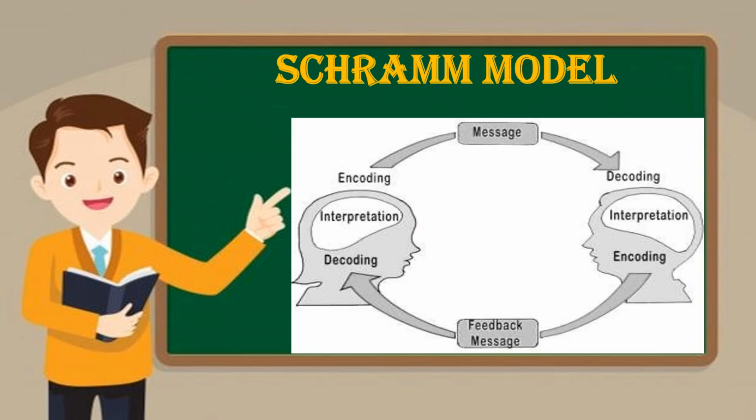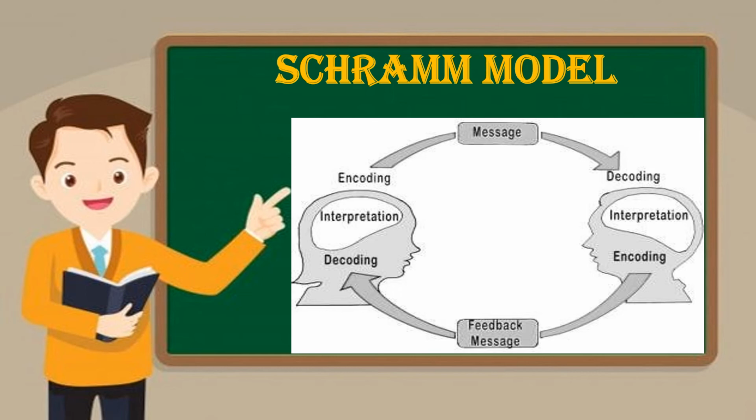Take a look at the Schramm model. Here, the figure identifies the six elements of communication, which are the sender, the message sent, the receiver, the feedback provided by the receiver and sent back as the response to the sender, and the process of encoding and decoding. Remember, information may become useless if it's not conveyed properly to others. Thus, the processes of encoding and decoding are the key components of this model.